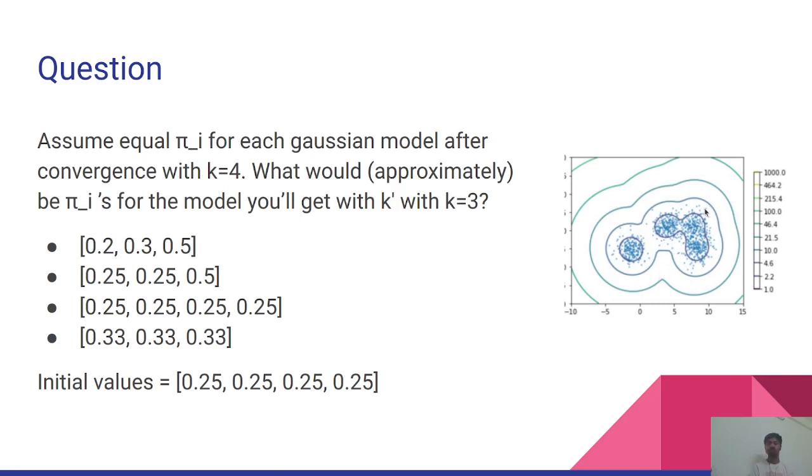So what will the values be now when k equal to 3? 0.25, 0.25, 0.5. Here we are not merging, so the number of points will remain the same, 0.25. Here also we are not changing it, it will remain 0.25. Since we are merging these two clusters, they become a single cluster with all the points combined, which is the sum of 0.25 and 0.25, which is 0.5, right? So this is the correct option.